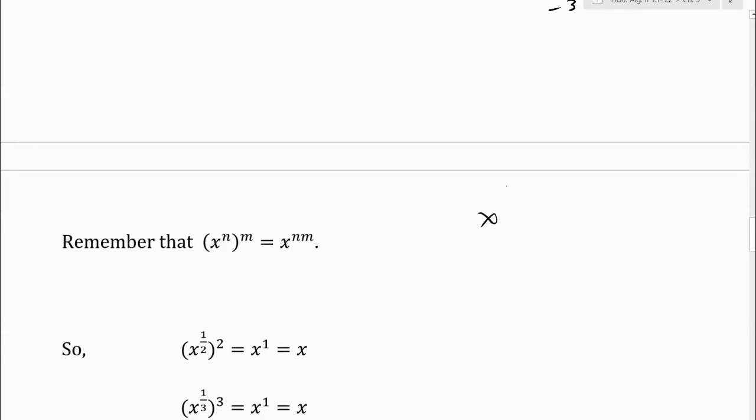Remember, if you've got x to the fourth all cubed, remember that's an x to the 12th. Powers, multiply powers.